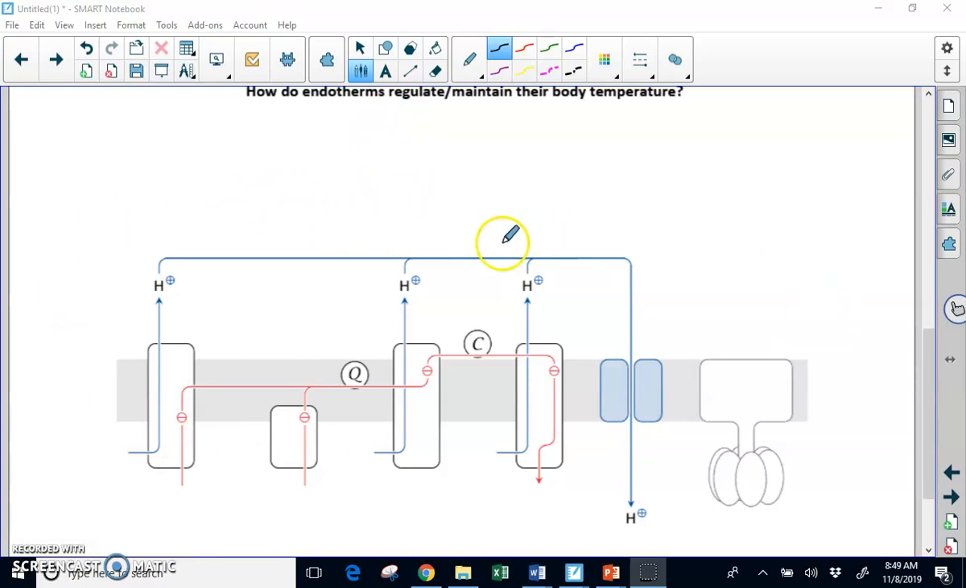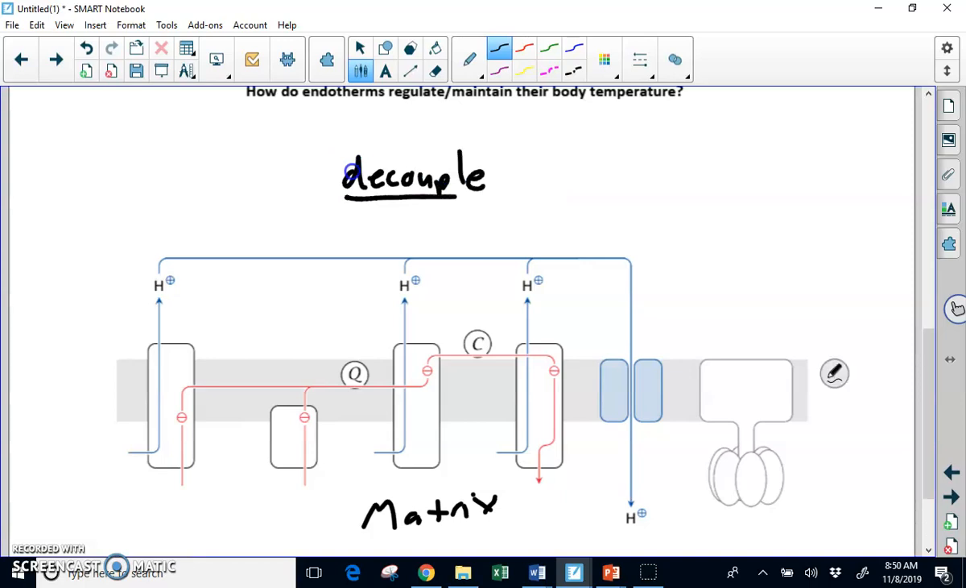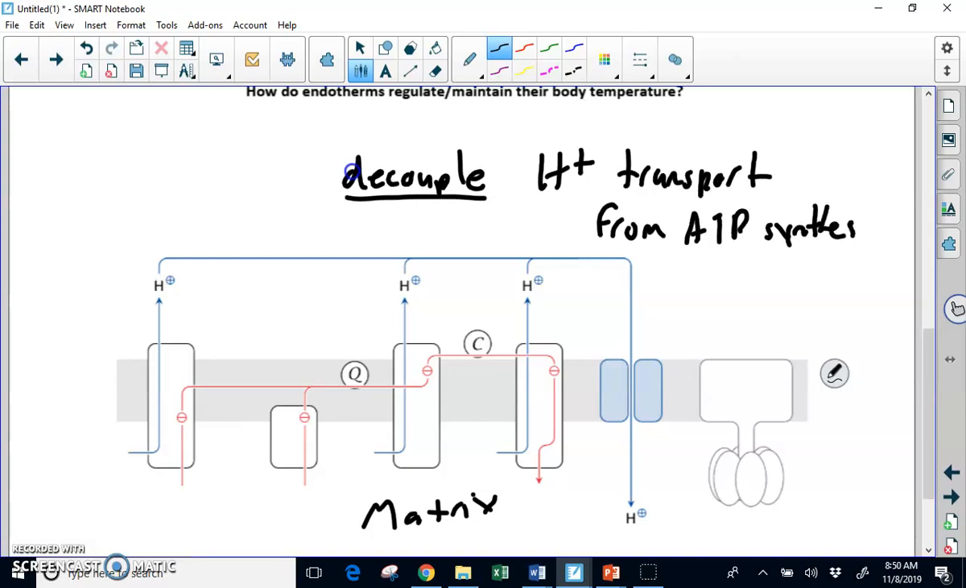Down here is the electron transport chain, so in here is the matrix, and outside is the inner membrane space. One way that organisms can create more heat to control their body temperature is, and this is an important word, they decouple H+ transport from ATP synthesis. From ATP synthesis. What does that mean?